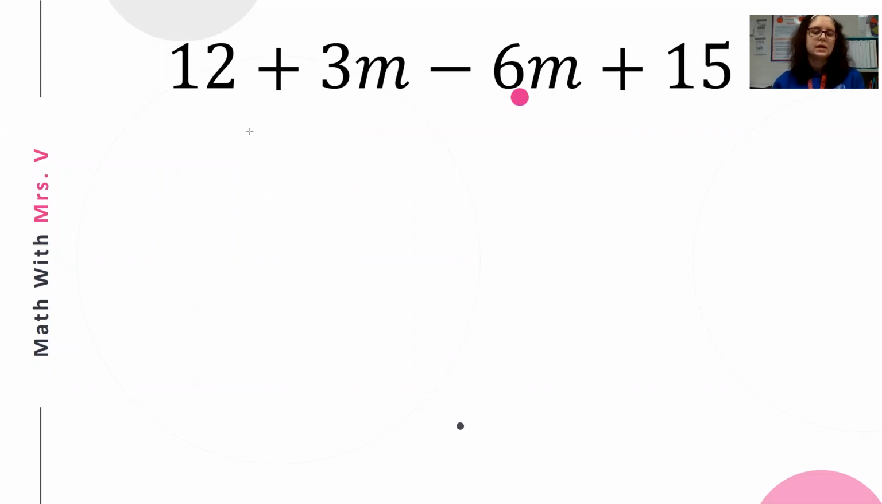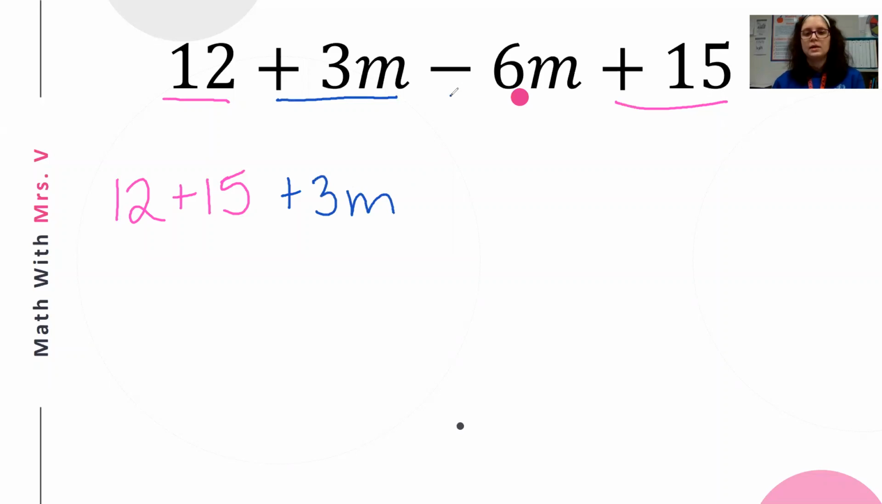Our next example is 12 plus 3m minus 6m plus 15. I want to do the same thing and group like terms together. So I have a 12. When there's nothing in front, it's a positive. So with the 12, I'm going to put a plus 15. Then the next thing I want to group are my m's. So I have a plus 3m and a minus 6m. Okay, now we can combine. So 12 plus 15 is 27.